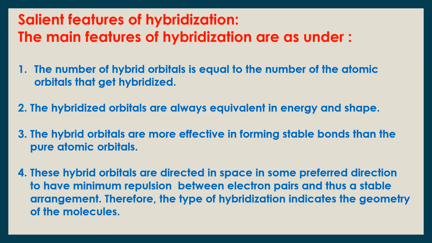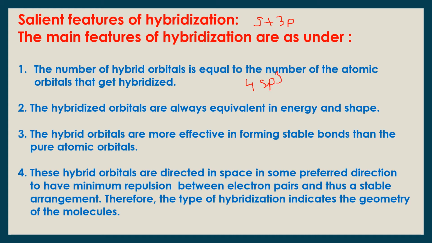Some salient features of hybridization. The main features of hybridization are as under. The number of hybrid orbitals is equal to the number of atomic orbitals that are hybridized. We just saw on the previous slide that 1s was combining with 3p. So total 1s and 3p. I don't mean that 1s from first shell and 3p from the third shell. I'm telling about the number. 1s orbital with 3 of the p orbitals combined. 4 orbitals are combining, so we got 4 sp3 hybridized orbitals.